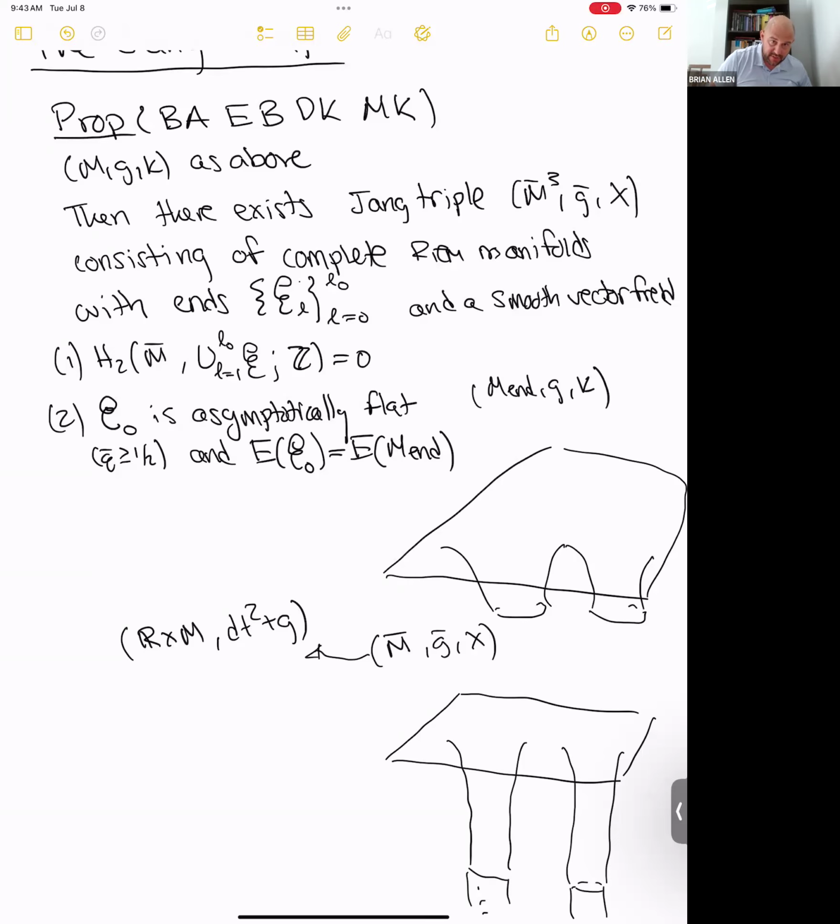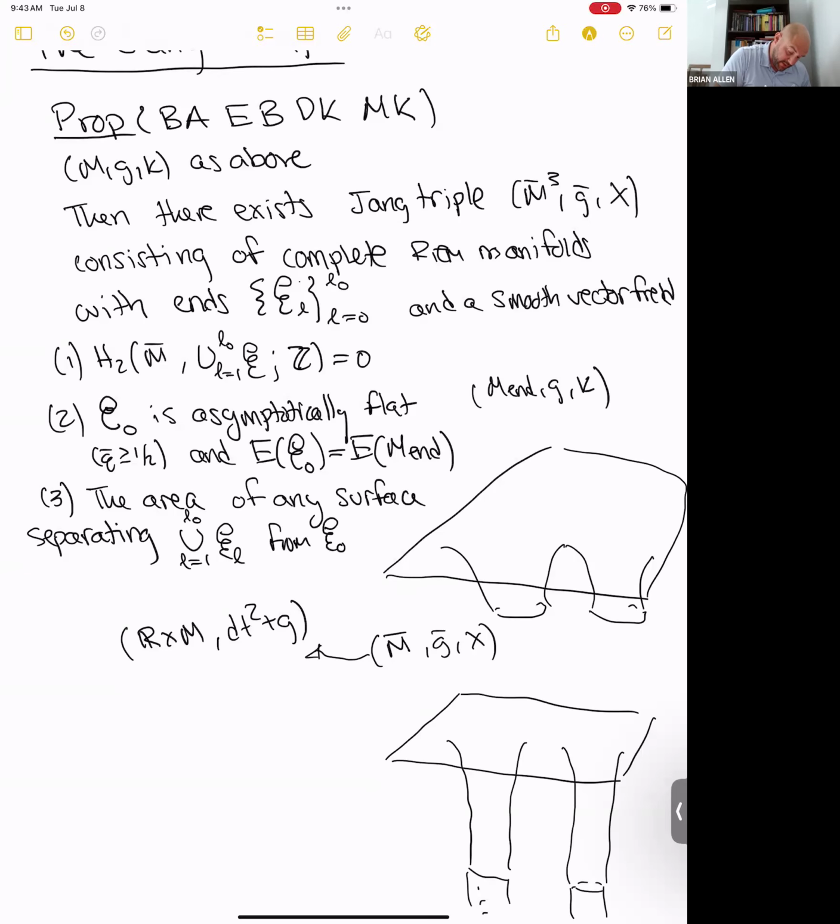And what's important is we just have to ensure this second part, which is that the area of any surface separating the asymptotically cylindrical ends from the asymptotically flat end is not less than the boundary of the end that you started with.